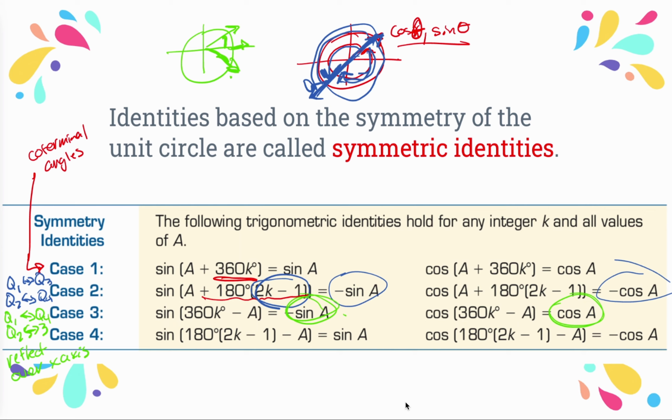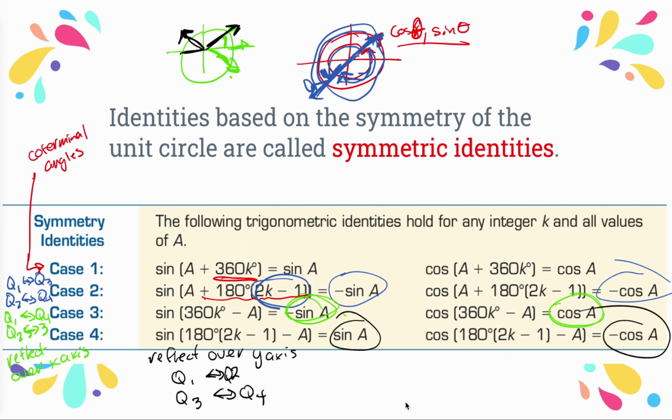And then your last one is 180 minus a. So again, if I've got some angle a here, 180 minus that puts me here. So that's a reflection over the y-axis. It goes from quadrant 1 to quadrant 2, and from quadrant 3 to quadrant 4. And so in that case, your sine stays the same and your cosine becomes negative.